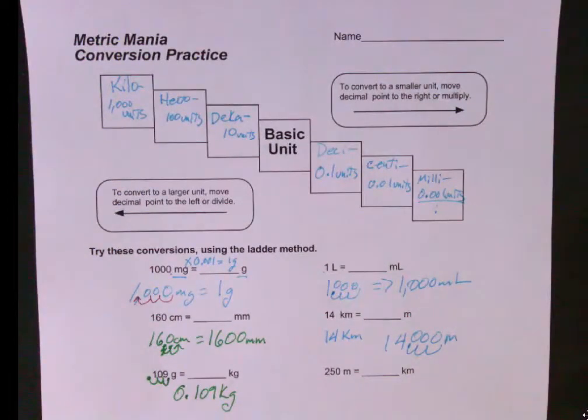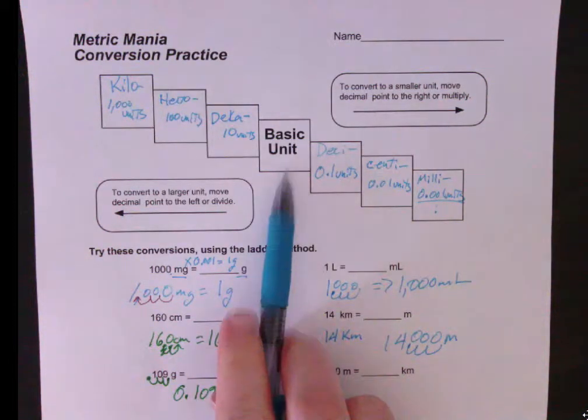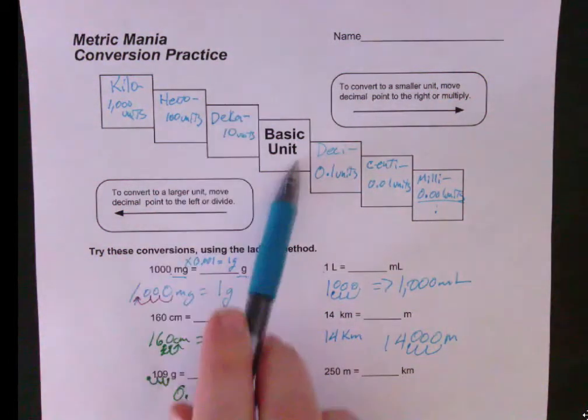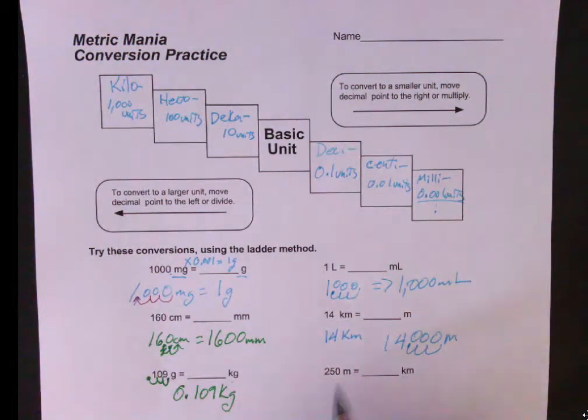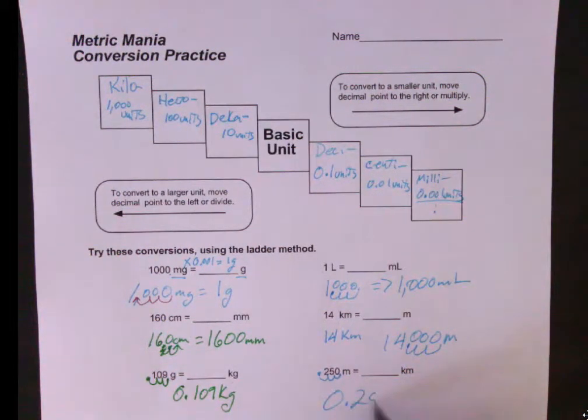If we look at the last example here, so we have that 250 meters, so we're here, and we want kilometers, so we're going this direction. So we got to move it over 3 spots. So if it's at the end here, 1, 2, 3, so 0.250 kilometers.